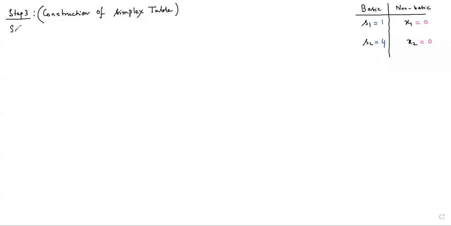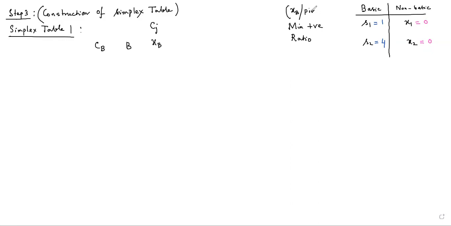I'm going to construct the simplex table 1. And the format is, first I'm going to write Cj. Below this, I'm going to write XB. Beside XB, I'm going to write CB and B. I'm keeping some blank space over here. Somewhere here, I'm going to write minimum positive ratio, whose formula is actually XB by pivot column.